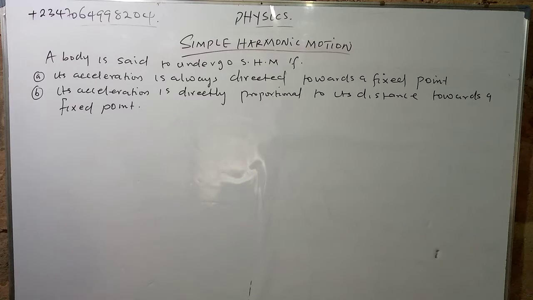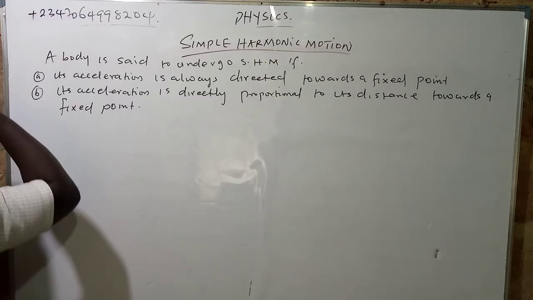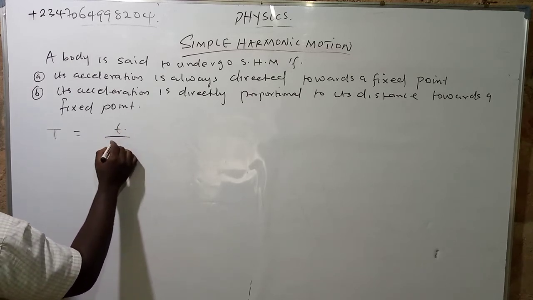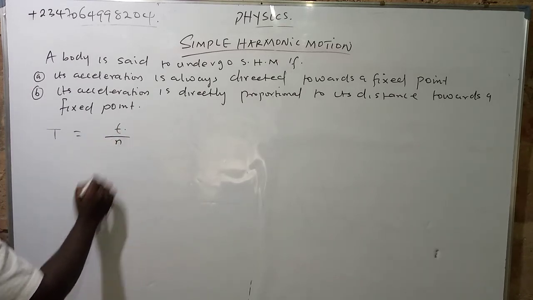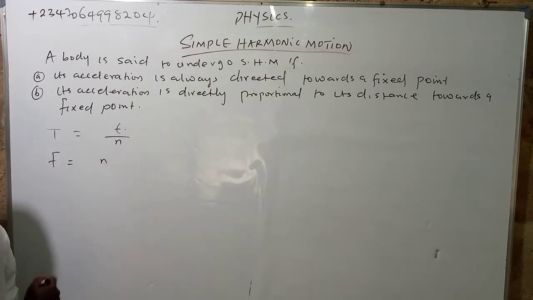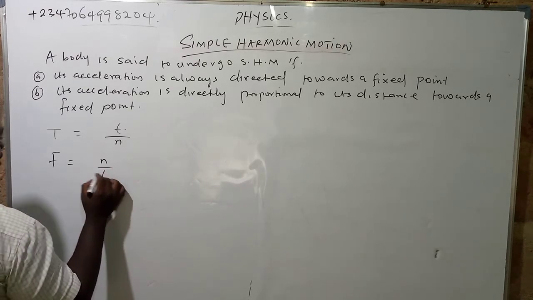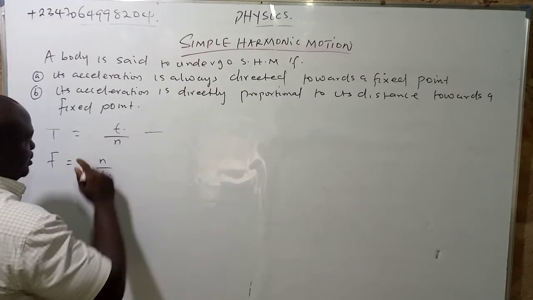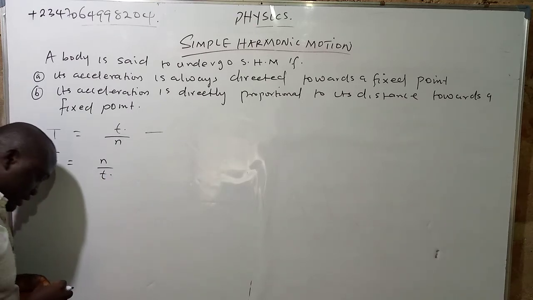Now, the period, which is T, is the time taken over the number of oscillations, while the frequency is the number of oscillations over the time taken. Like I said, I don't like wasting too much time here, and remember, the period is measured in seconds while the frequency is measured in hertz.